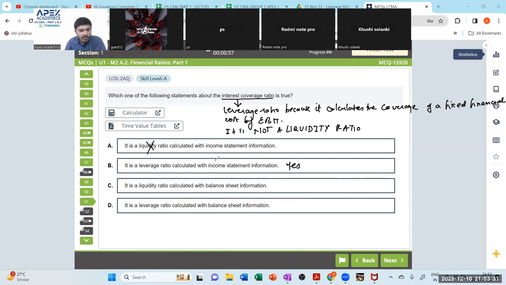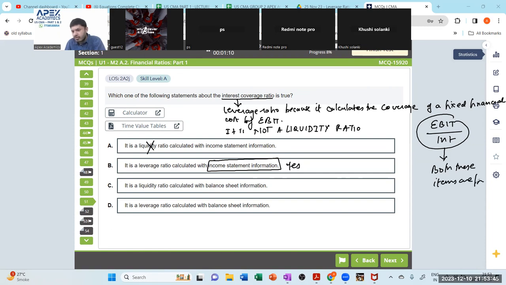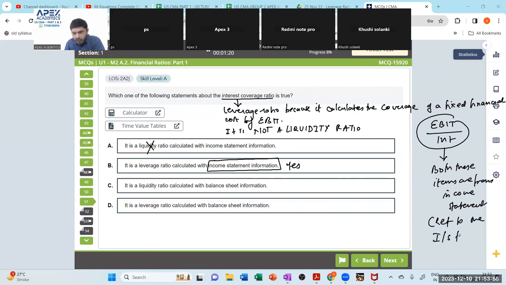Sir, how are you saying income statement information? EBIT upon interest. Both these items are from the income statement, right? Yes or no? Yes, sir. You remember your income statement format? I will say over here, refer to the income statement format.